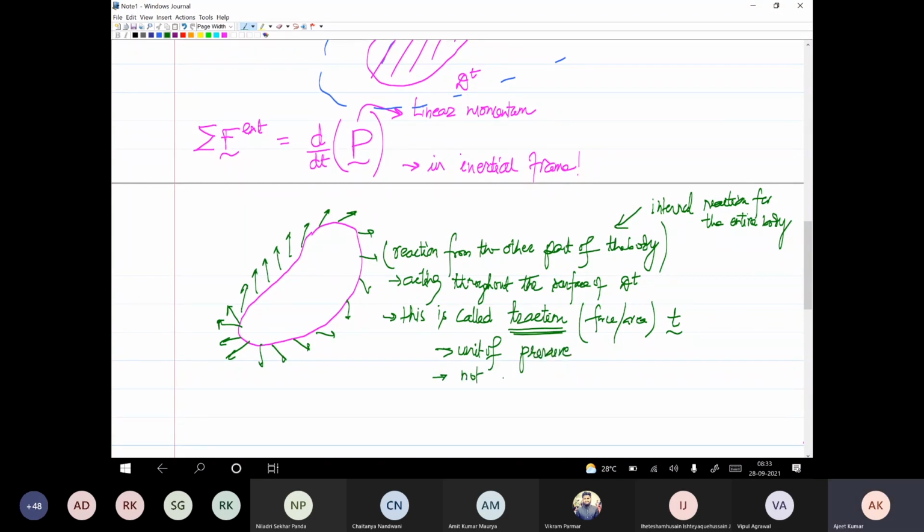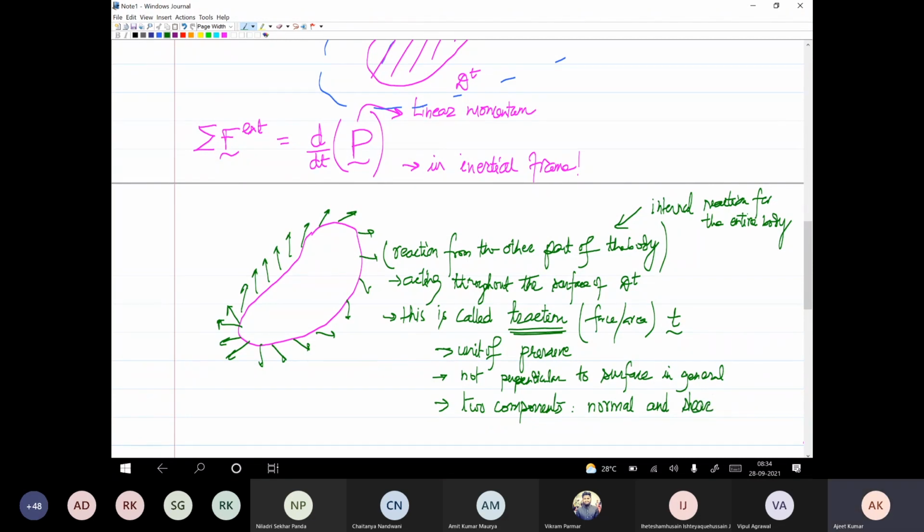And it does not act perpendicular to the surface. It can be at a tilted angle also. If it is at some angle, then the perpendicular part is called the normal component of traction, whereas the tangential part is called the shear component of traction. Right? You all have seen this in undergraduate class. So it has two components: normal and shear component.